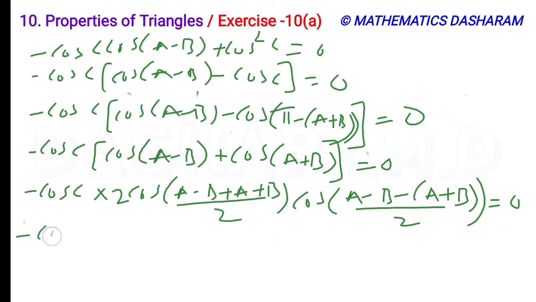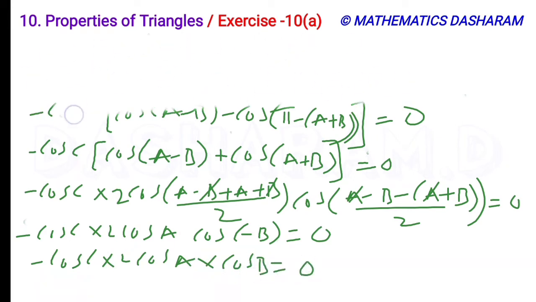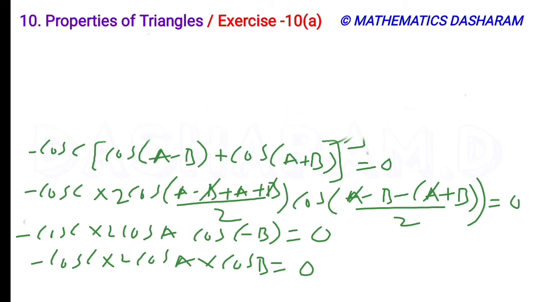It is equal to minus cos C into 2 cos: minus B plus B cancel, A plus A is 2A by 2 is A; cos here plus A cancel, minus B minus B is minus 2B by 2 is minus B, equals 0. Cos of minus theta is cos theta, so minus cos C into 2 into cos A into cos B equals 0. So finally we got the product of the three trigonometric ratios equal to 0.